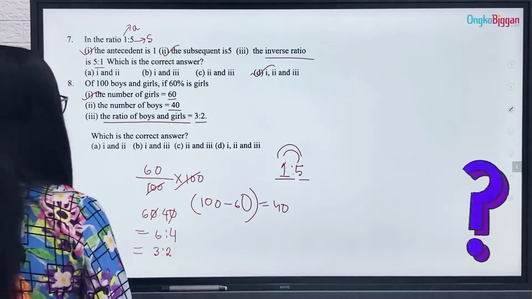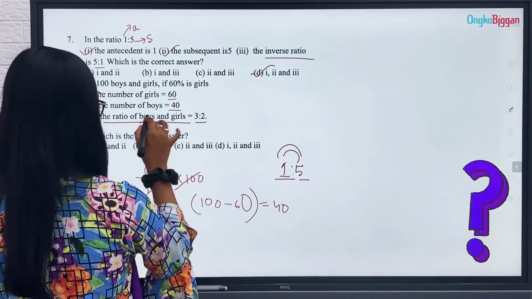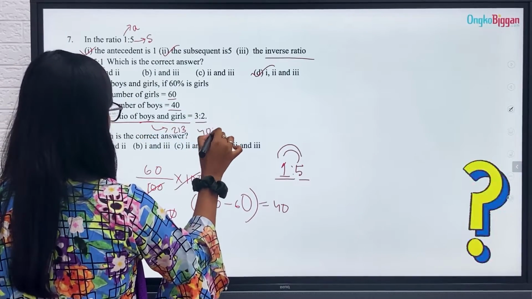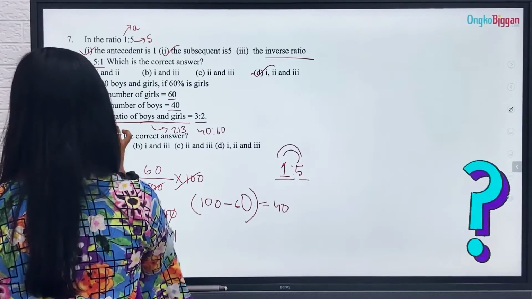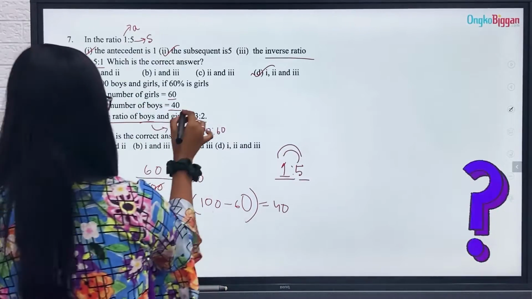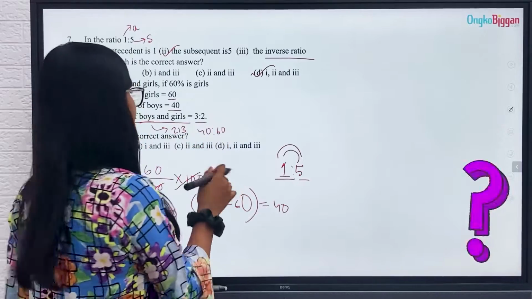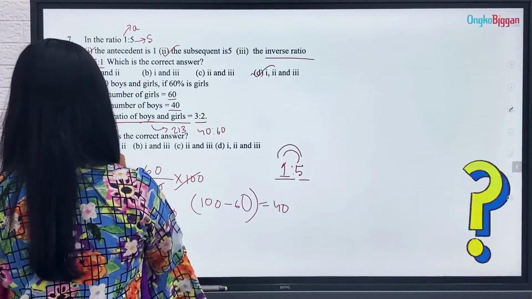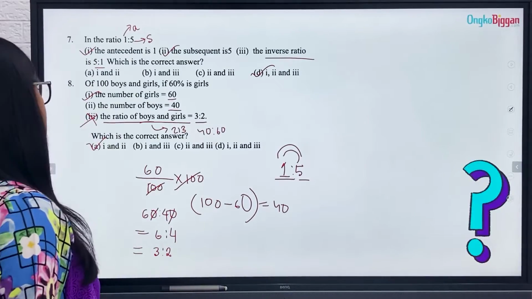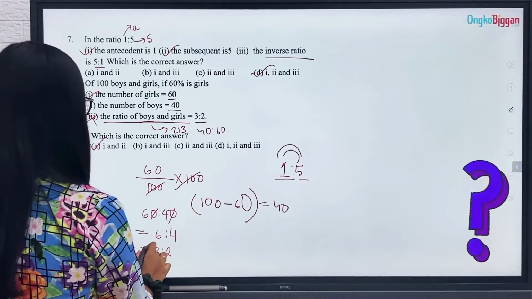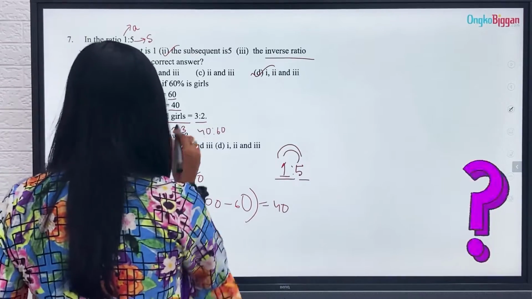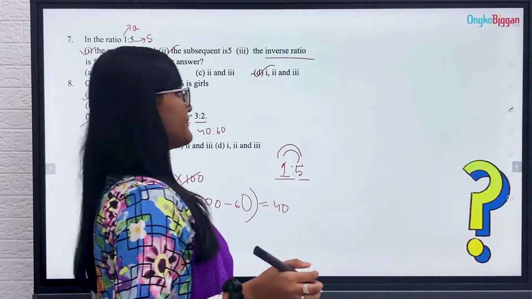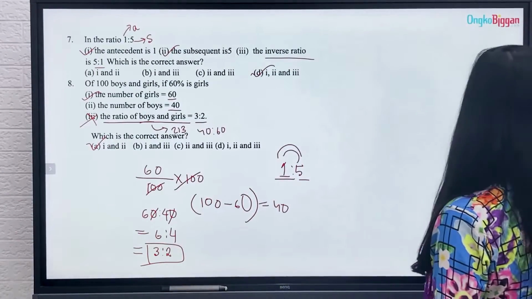But here the ratio of boys and girls will be 2:3, because it will be 40:60. So this number is incorrect. It's basically a ratio of girls and boys, not boys and girls. So you have to follow the sequence. So yes, it will be 1 and 2. So this is our correct answer, A. It's the ratio obtained between girls to boys, not boys to girls. So you need to remember this. I hope you are clear up to this. I am moving forward.